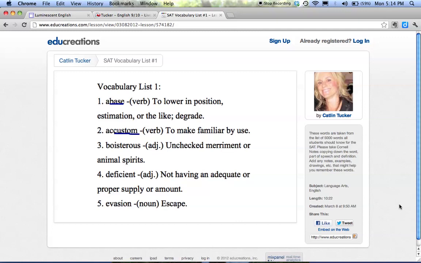Boisterous is an adjective, which means it's a describing word, and it means unchecked merriment. Merriment, think of excitement, enthusiasm, and think of merry, being very happy. So this is a very positive word. And they say in the definition here, unchecked merriment or animal spirits.